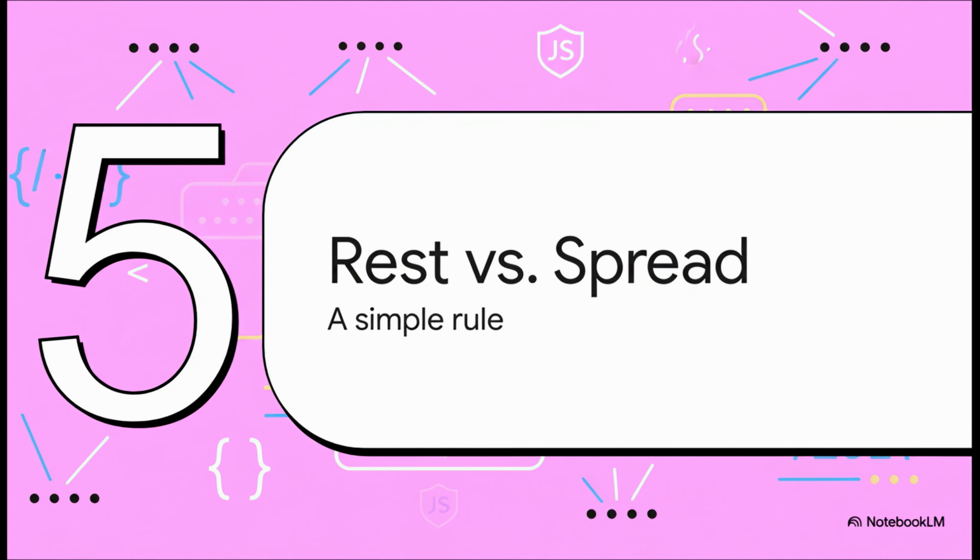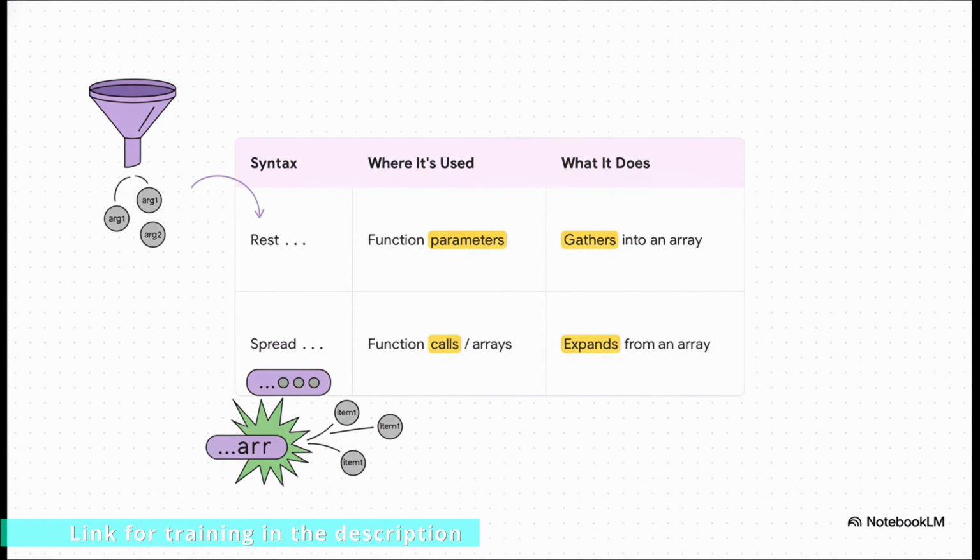Okay, I know what you're thinking. It's the same 3 dots. How in the world do you know if it's gathering things with rest or spreading them out with spread? Well, it turns out there's a super simple rule. It's all about context. And here it is, the one rule to rule them all. It all comes down to where you see the 3 dots. If you see it in a function's definition, in the parameter list, it's rest. It's gathering things into an array. If you see it in a function call, or when you're making a new array, it's spread. It's expanding things out of an array. That's it. That's the whole rule.